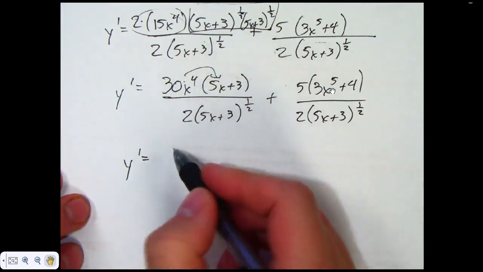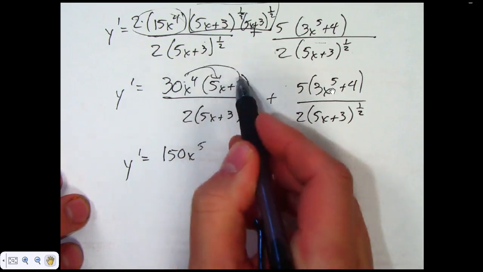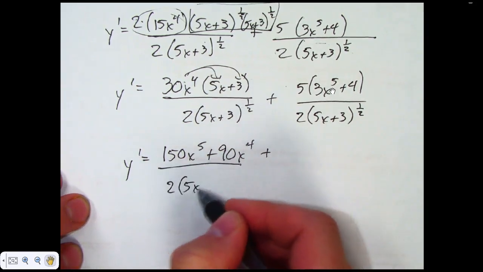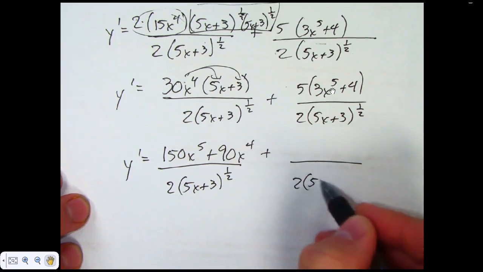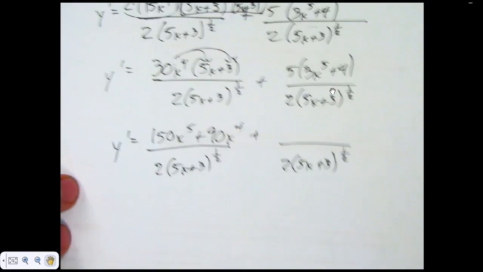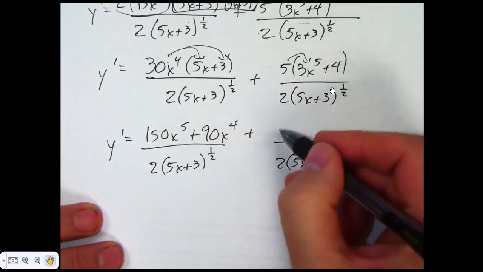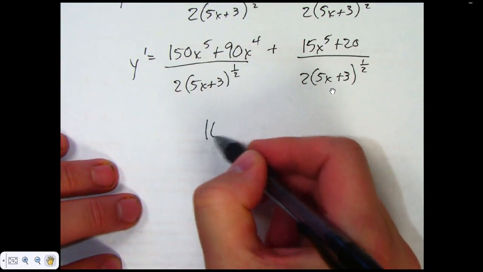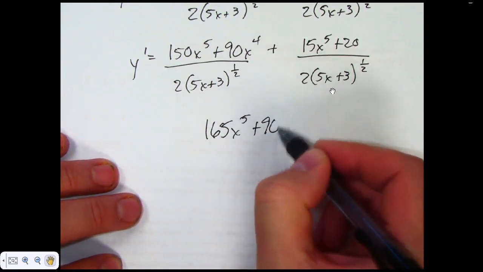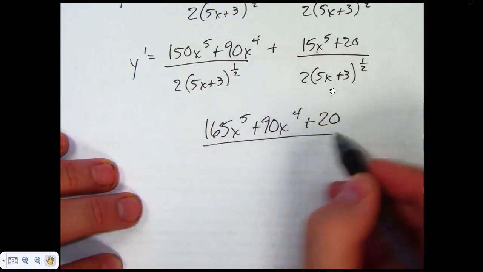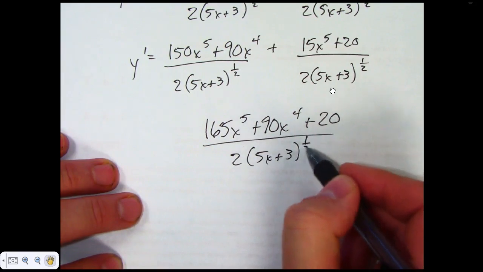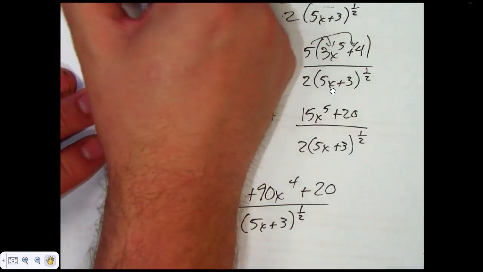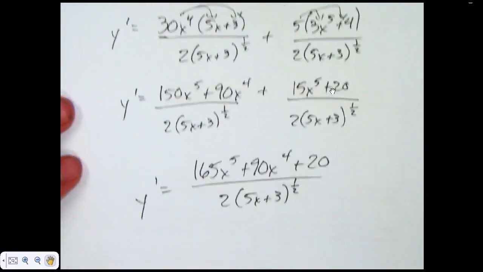So distributing here would give me 150x to the 5th plus 90x to the 4th. And I can leave this as 2 fractions for now if I want to. You can shorten this a little bit by skipping this step, but I don't really want to skip steps on the explanation. So this would be 15x to the 5th, and this would be 20. And then finally I can combine them, and there's now 165x to the 5th, 90x to the 4th, plus 20 over 2 times 5x plus 3 to the 1/2. And we're done. So again, that was number 5. And hopefully that makes sense.